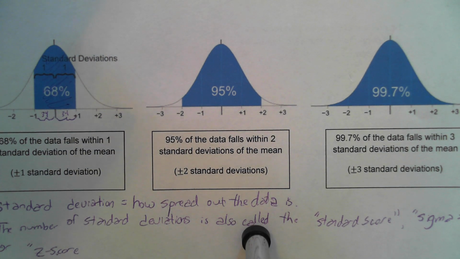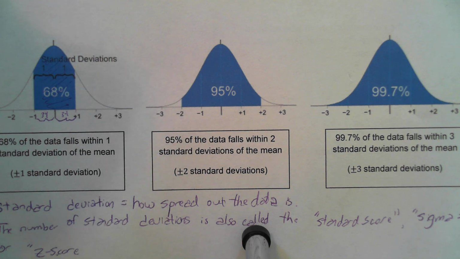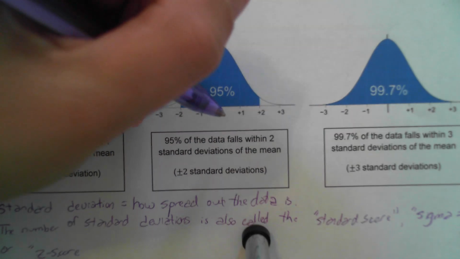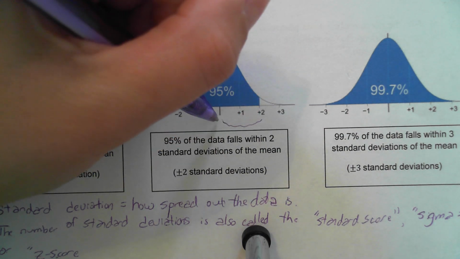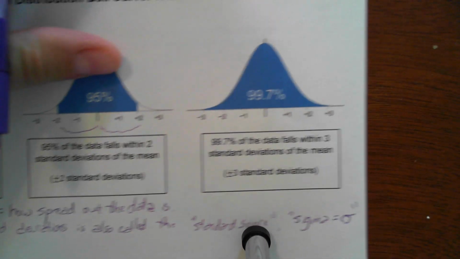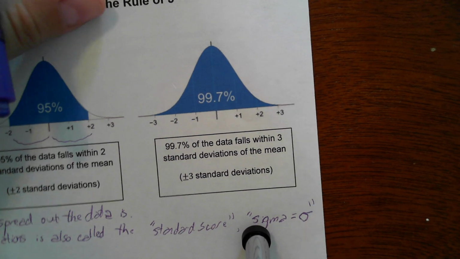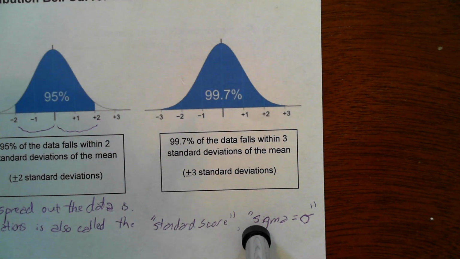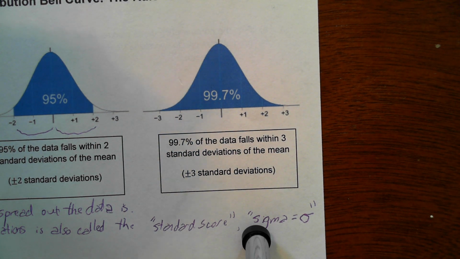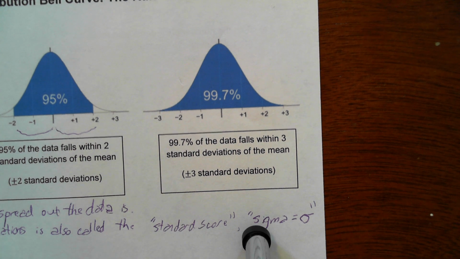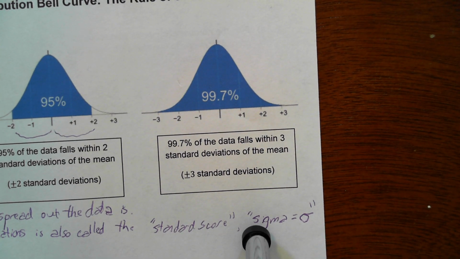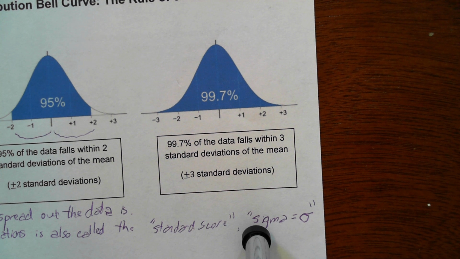95% of the data falls within 2 standard deviations of the mean. Remember, that's plus or minus 2 standard deviations. So half of that's going to be over here and half of it's going to be over here. And then 99.7% of the data falls within 3 standard deviations of the mean. So that's getting pretty close to 100% of the data lies within 3 standard deviations of the mean.